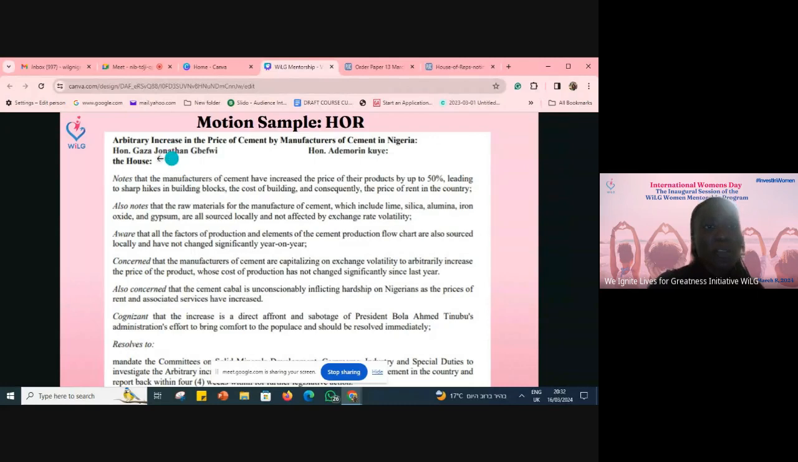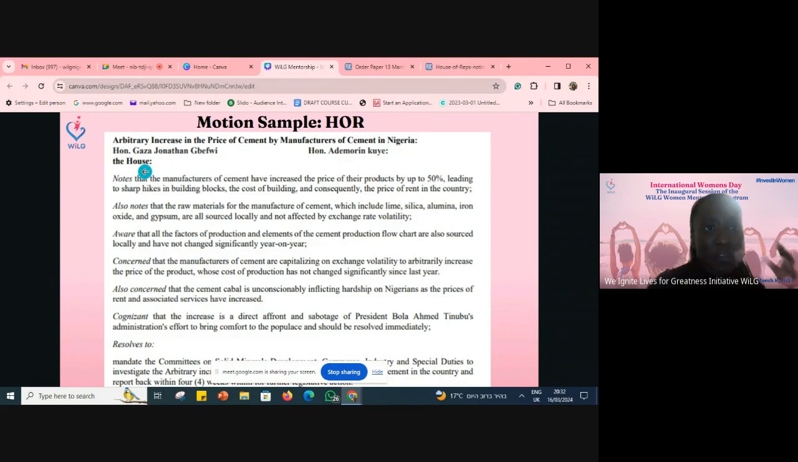So these are, like I said, two members in the House who can come together. So you have Honorable Gaza Jonathan coming together with Honorable Ademori. They're coming together to push this bill. The title of the motion is the arbitrary increase in the price of cement by manufacturers of cement in Nigeria. So you would see that after their names comes the House.